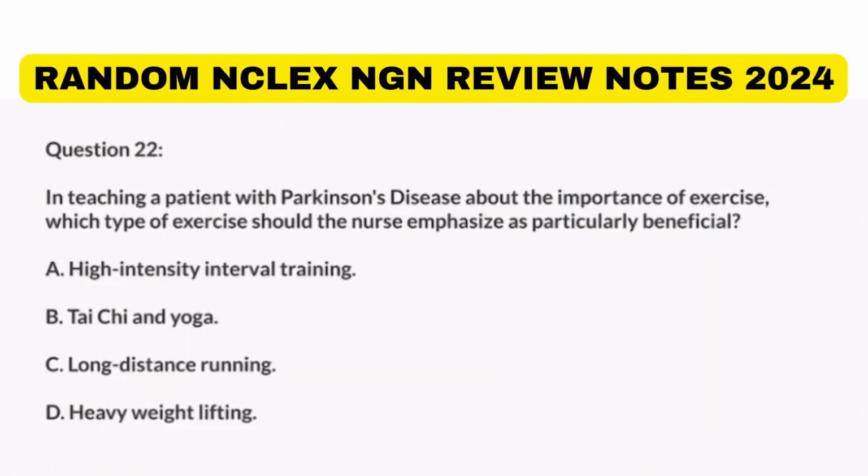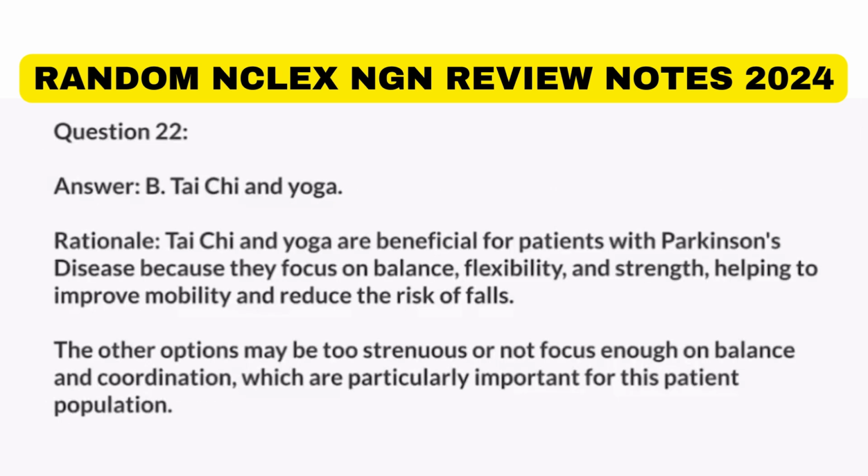Question 22. In teaching a patient with Parkinson's disease about the importance of exercise, which type of exercise should the nurse emphasize as particularly beneficial? A. High-intensity interval training. B. Tai Chi and yoga. C. Long-distance running. D. Heavy weightlifting. Answer: B. Tai Chi and yoga.